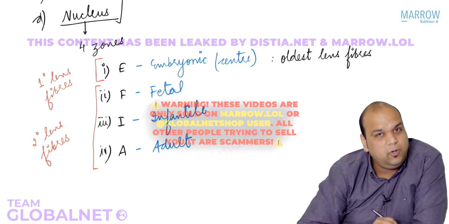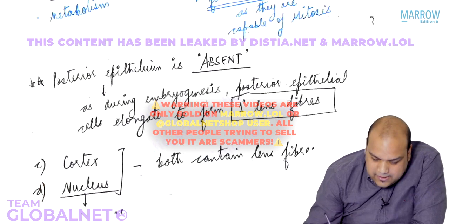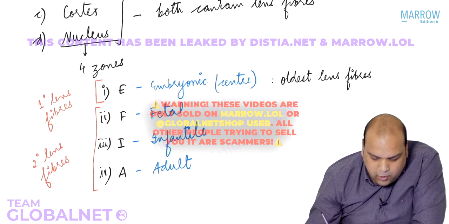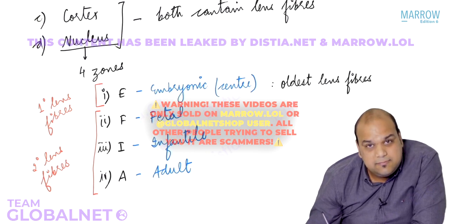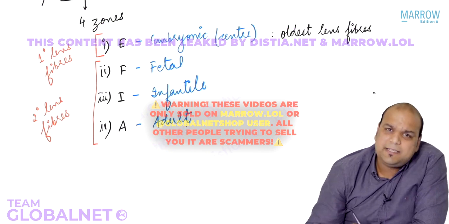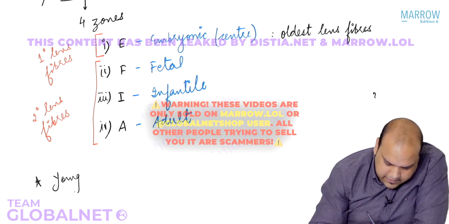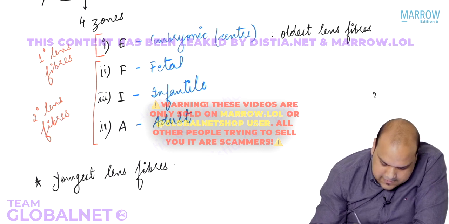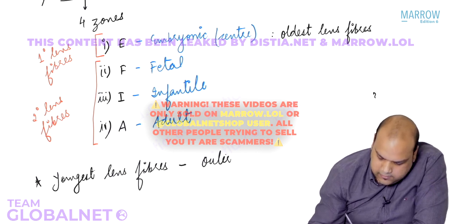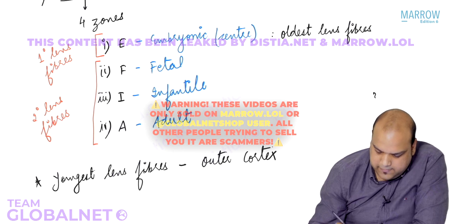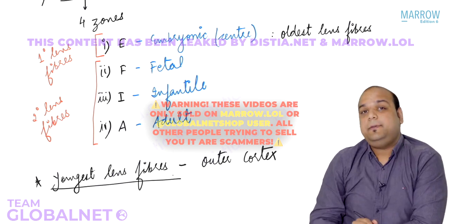Okay, everybody? No confusion. But what contains the youngest lens fibers? Youngest lens fibers, are they present in adult nucleus? No. So the youngest lens fibers will be seen in outer cortex. The youngest lens fibers will be seen in outer cortex.